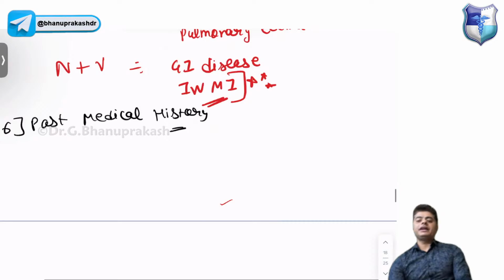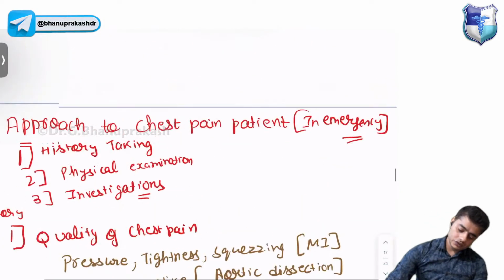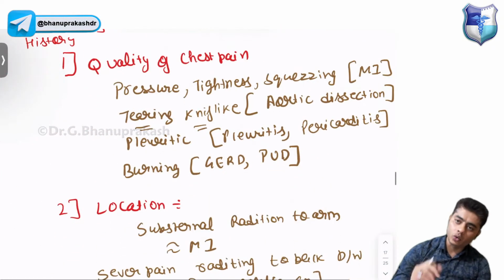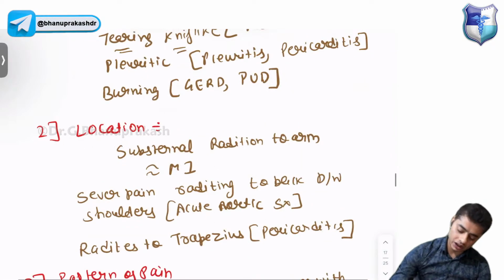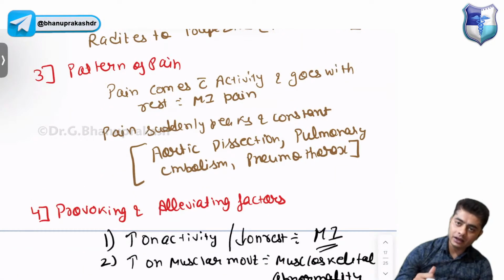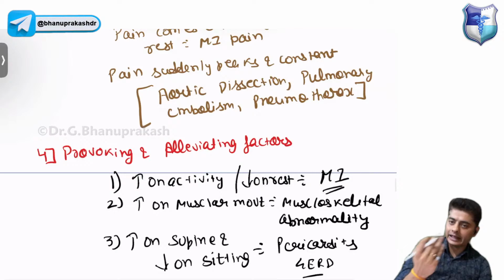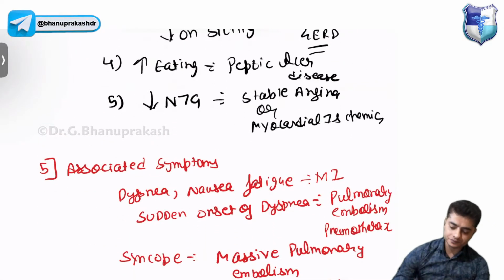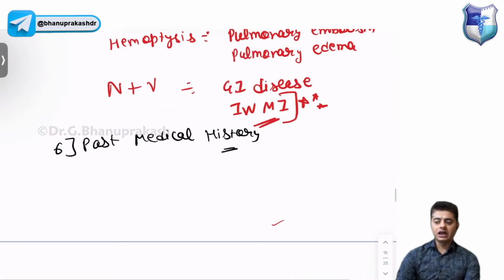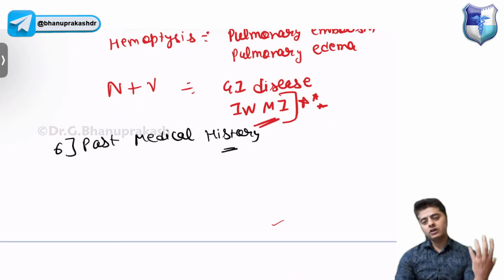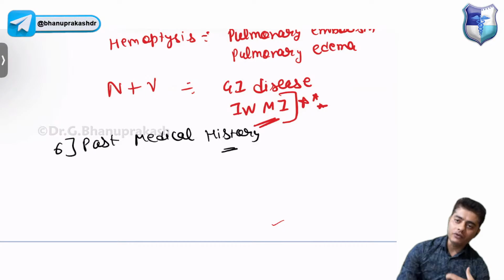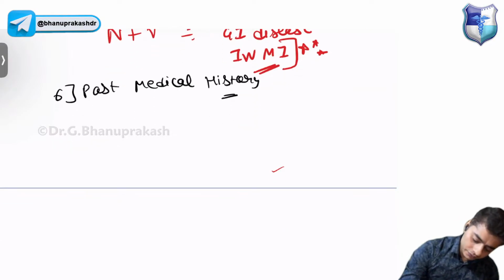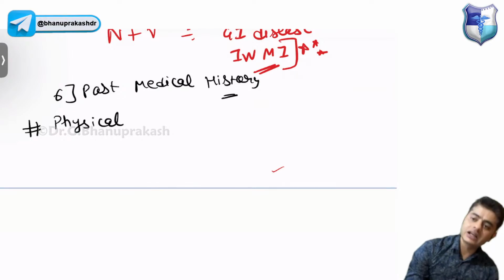Now, after completing our history, there are parts in history. One is your quality of chest pain, then comes location, then pattern of pain, then any provoking and alleviating factors, and then any associated symptoms and past medical history. After doing history, then comes the importance of your physical examination.